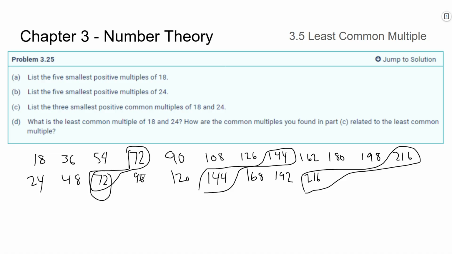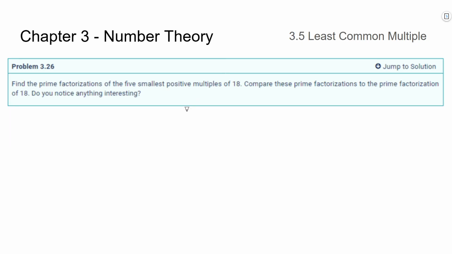One note also: something that will always be a common multiple is if you multiply these together. 18 times 24, of course, will be a multiple of 18, and it will be a multiple of 24. So if you just want to find a common multiple for some problem in the future, that's a way to do it easily. You always know that multiplying them together would be a common multiple, but not necessarily the least common multiple. Sometimes it is, but it's not always.